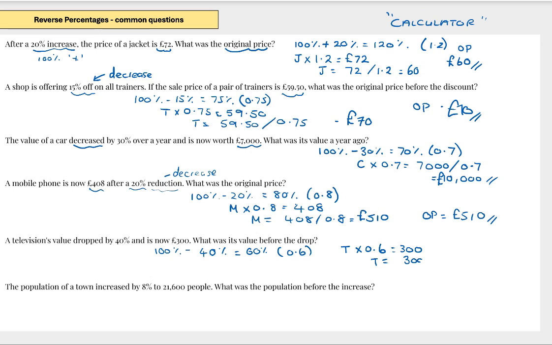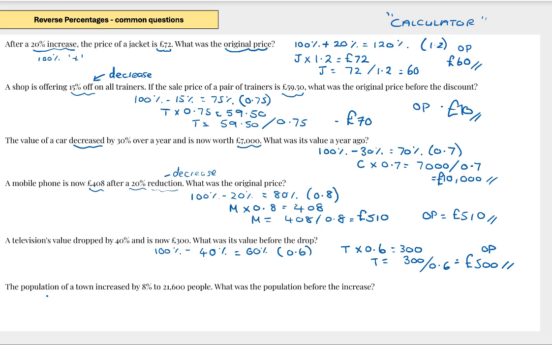Divide, which gives us £500. So the OP is £500 before the drop.